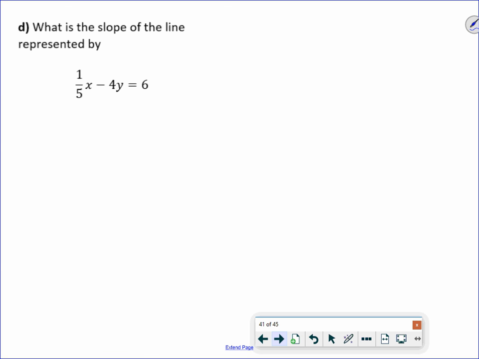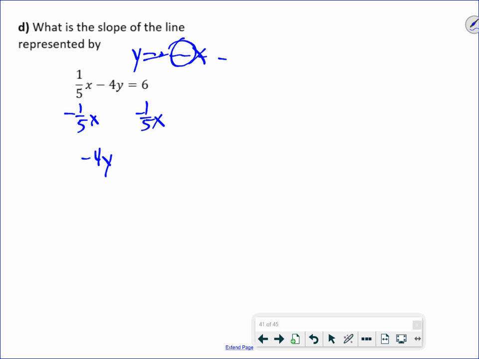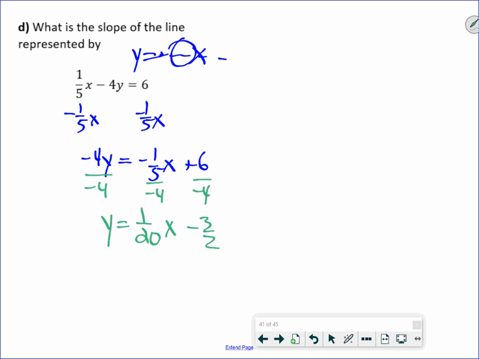All right, so this one they ask for the slope of the line. So once again, I want to get y equals whatever I get, and whatever's in front of the x will be the slope. So I'm going to subtract 1/5 from both sides, and I'll get negative 4y equals negative 1/5 x plus 6. And then I'm going to divide both sides by negative 4. And this will be y equals 1/20 x minus 3/2. And so my slope is 1 over 20.